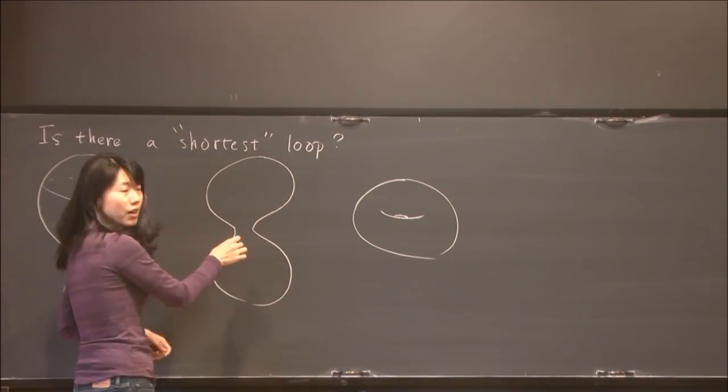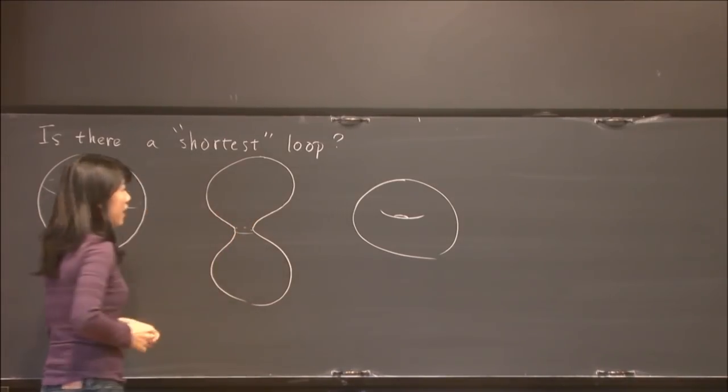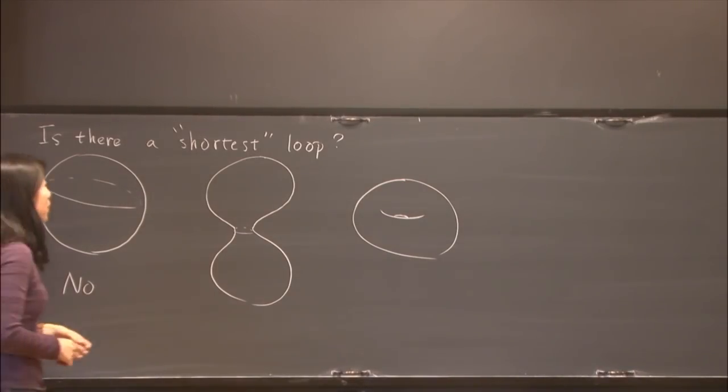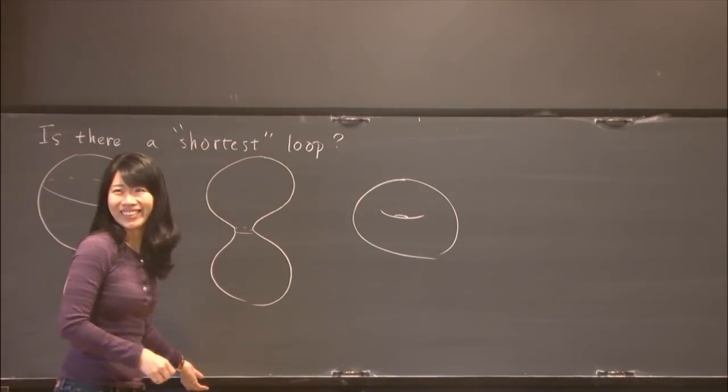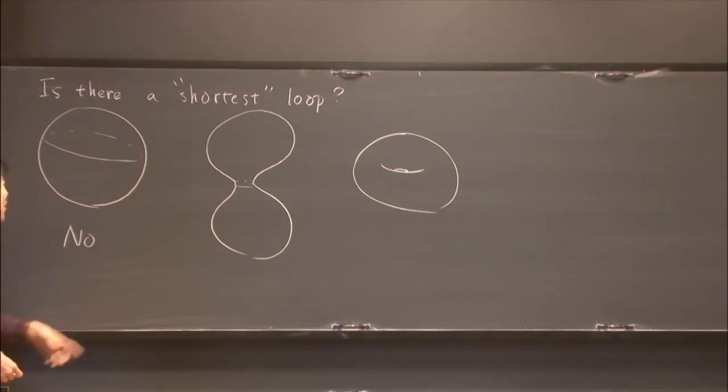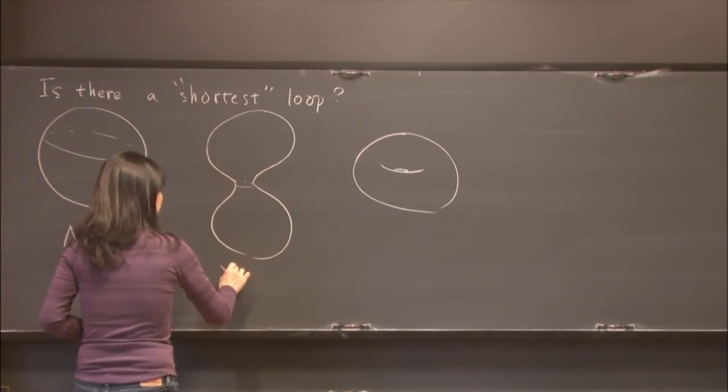And for a dumbbell shape, you can see the neck gives you a shortest loop because you cannot push up. About free loops or based loops? Yes, sorry? You're talking about free loops or based loops? Right, that's a very good point. So I try to be vague now. Okay. Yes. So, there is one.